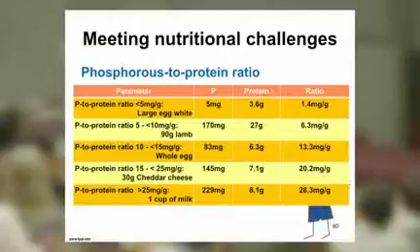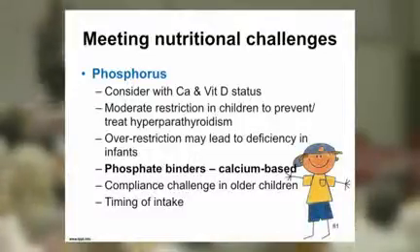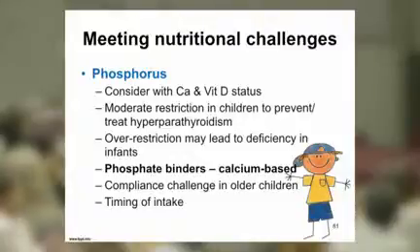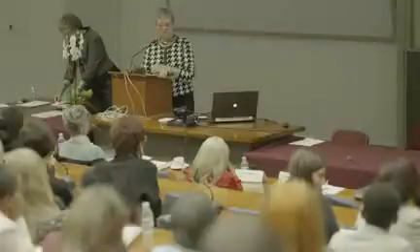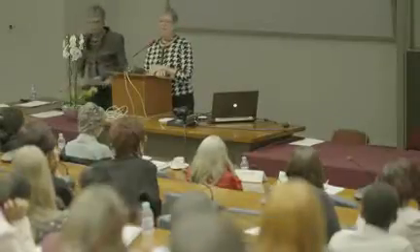This is just another table, another way of expressing it to you, looking at the phosphorus-protein ratio. Something like a large egg white is 1.4 milligrams per gram of protein, whereas in a cup of milk you have 28.3 milligrams of phosphate for every gram of protein. That's quite high. And in a child, if you only have a limited amount of phosphate to allow, that is a big problem. Phosphorus always has to be considered with calcium and vitamin D status. In children, we will have a moderate restriction to prevent hyperparathyroidism, but over-restriction may lead to deficiency in children, which will then impair growth. Remember that most of the phosphate binders that we use in South Africa are calcium-based, and the timing of that is very, very important.